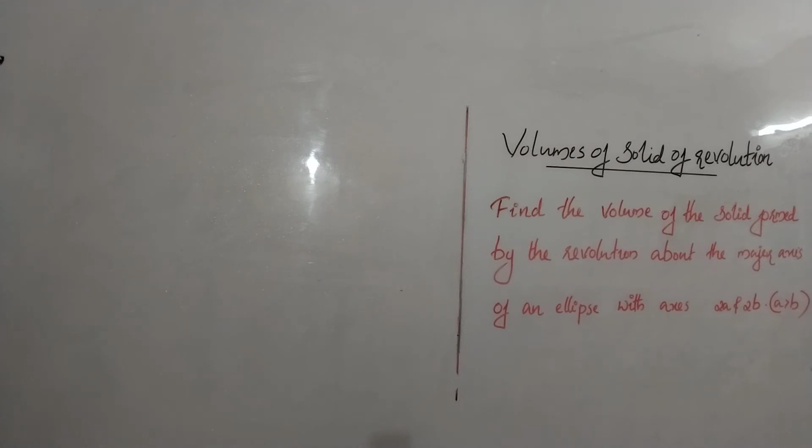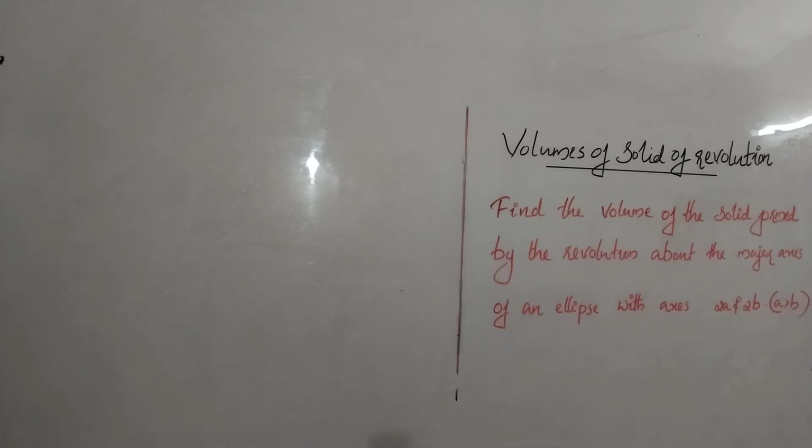Look at the problem on the board. Find the volume of the solid formed by the revolution about the major axis of an ellipse with axis 2a and 2b, where a greater than b. Since a greater than b, the major axis is the x-axis.